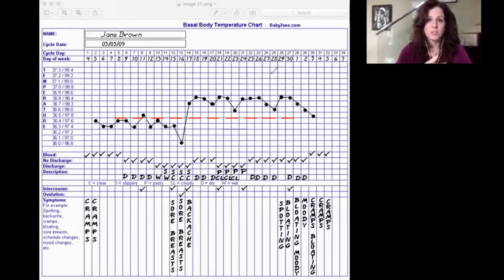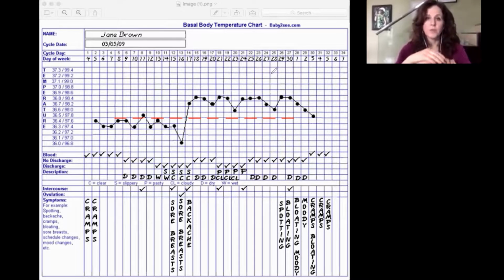You can also put it in the vagina. It's more stable there, but a lot of people aren't comfortable doing that. So as long as you're consistent, it doesn't really matter. But you can go ahead and do that first thing, put the thermometer under your tongue to get your temperature, and then you're going to record it down before you do anything else.